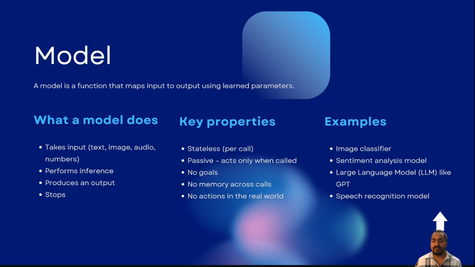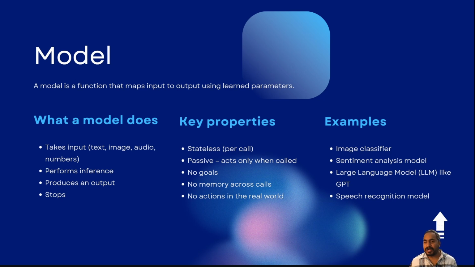Image classifiers. Give it an image, get a label. Sentiment analysis. Give it a text, get positive or negative. Large language models. Give it a prompt, get text completion. Speech recognition. Give it audio, get the text transcription. Translation models. Give it English, get French. All of these are powerful, but they are fundamentally reactive. They wait for input and produce output, nothing more.